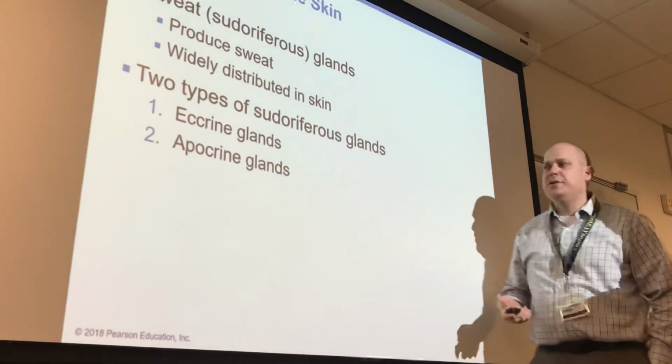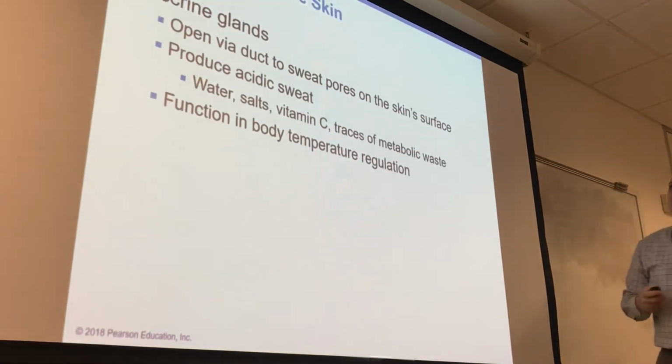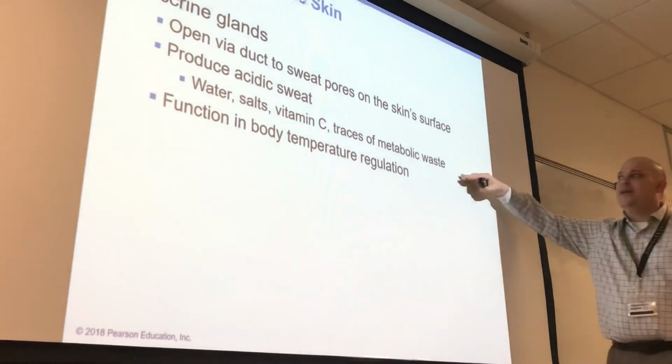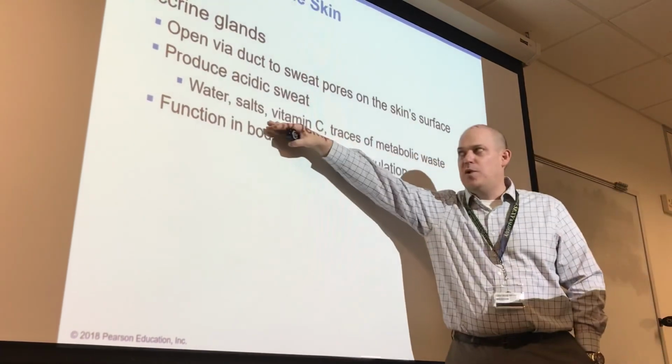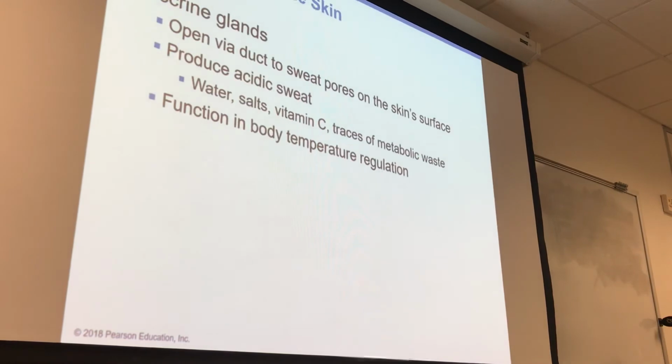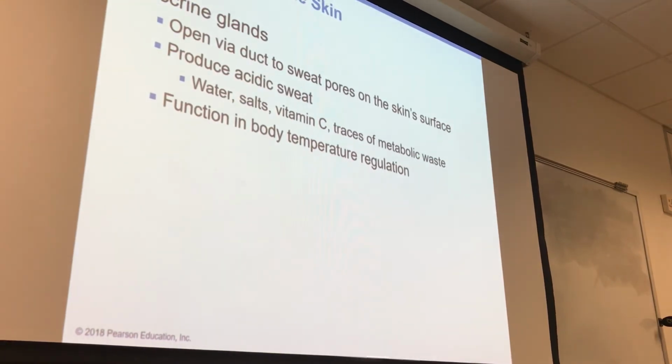The first one are called eccrine sweat glands. And an eccrine sweat gland is a sweat gland that is found everywhere. You name a part of your body, you have eccrine sweat glands. And the job of the eccrine sweat gland is to produce an acidic sweat that is primarily made up of water, salts, a little bit of vitamins, and maybe some trace amounts of metabolic waste, but very little. And the main function of these eccrine sweat glands is to lower our body temperature.